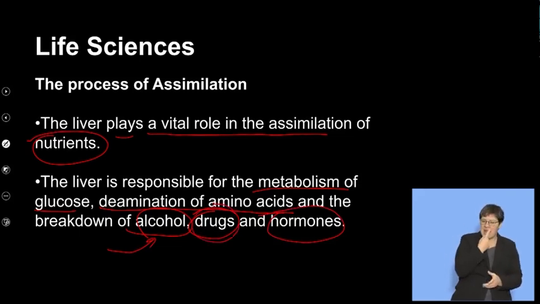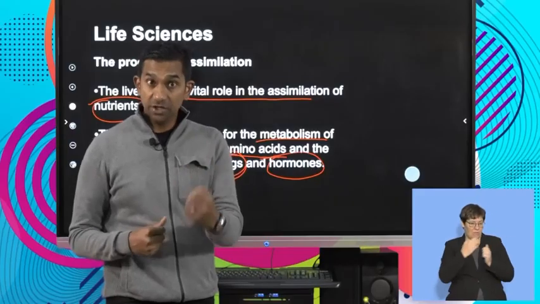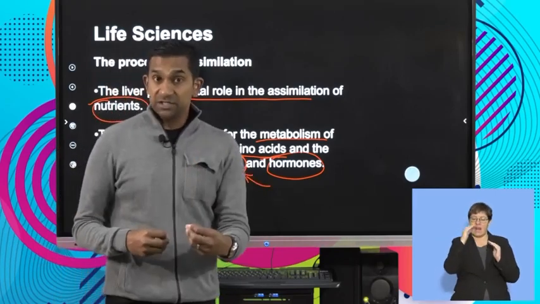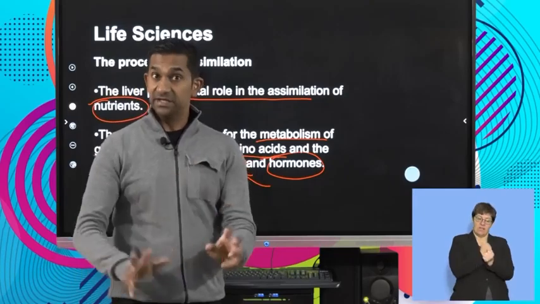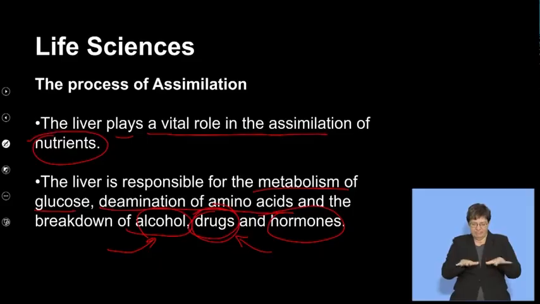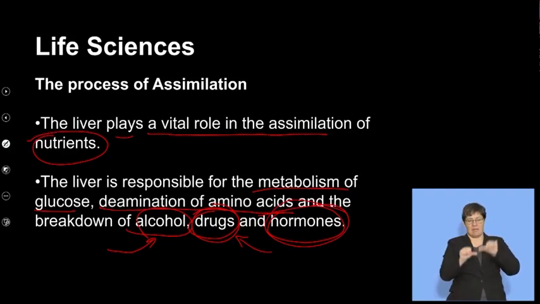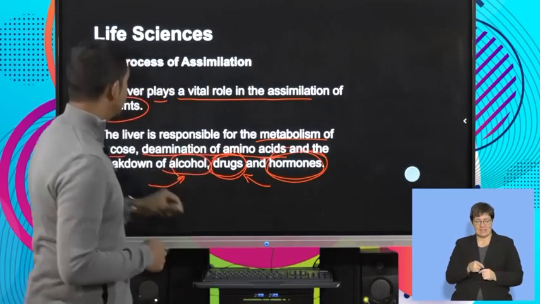Drugs in the form of medication that we take are often toxic to the body and have to be broken down into less toxic substances and then released through our body. Hormones that are not needed, that have served their function, are then broken down and released through the body. So the liver plays an important role in changing the chemical nature of some of the substances that are not needed and then released through excretion.